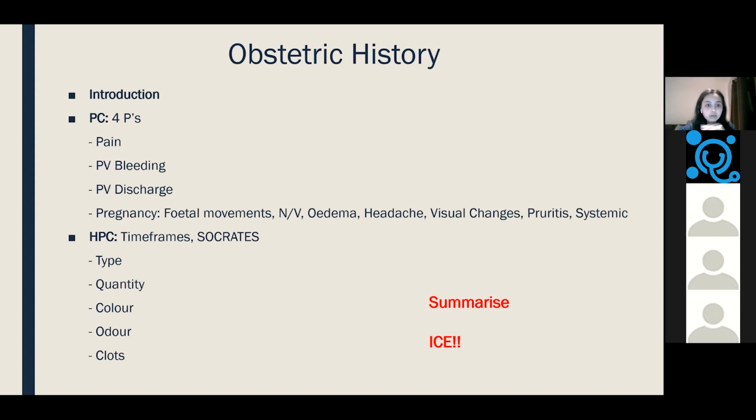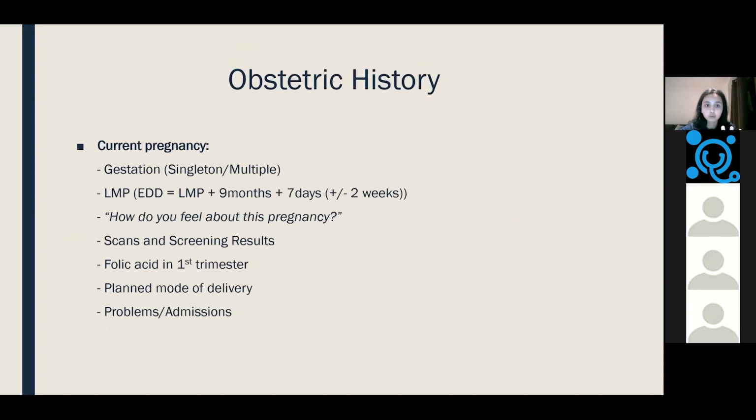So when you've done this, you go to current pregnancy. So how is their pregnancy going? And how many weeks are they, their gestation, and do they know if it's a single baby or is it twins or even triplets? And then you ask, when was their last menstrual period, just so you can calculate the expected delivery date, which is EDD.